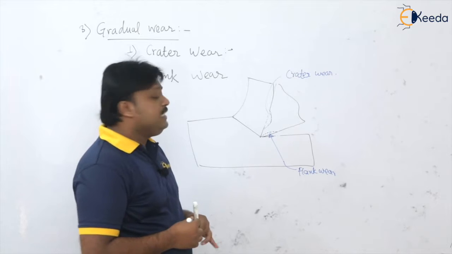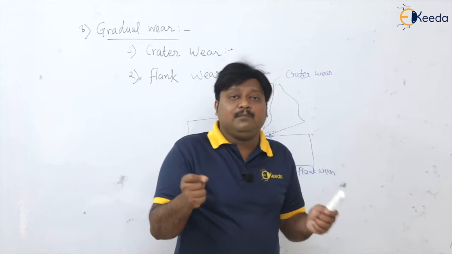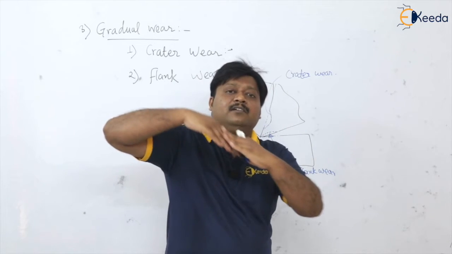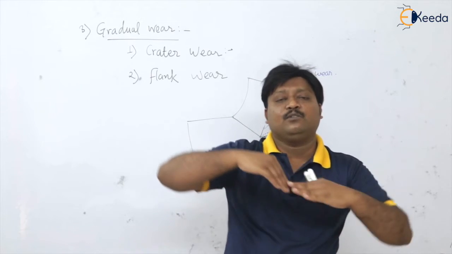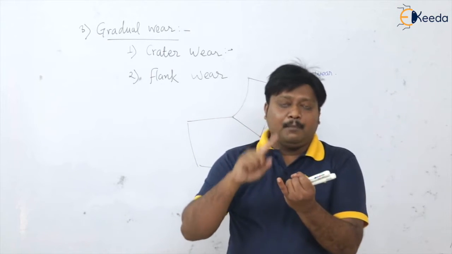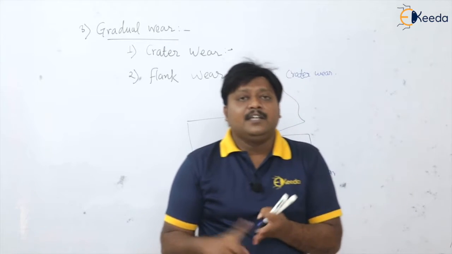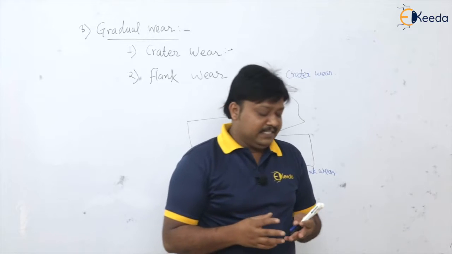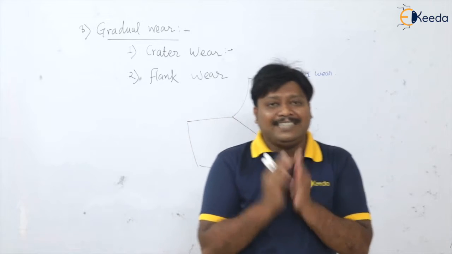Second, we can have the abrasive action of the fragments of the built-up edges which come in between the chip and this tool rake face. Because of that also we get maximum wear and tear of the tool, and the crater wear happens. So one is the abrasion of microchips. Second is the abrasion of the fragments of built-up edges. We discussed the built-up edges.